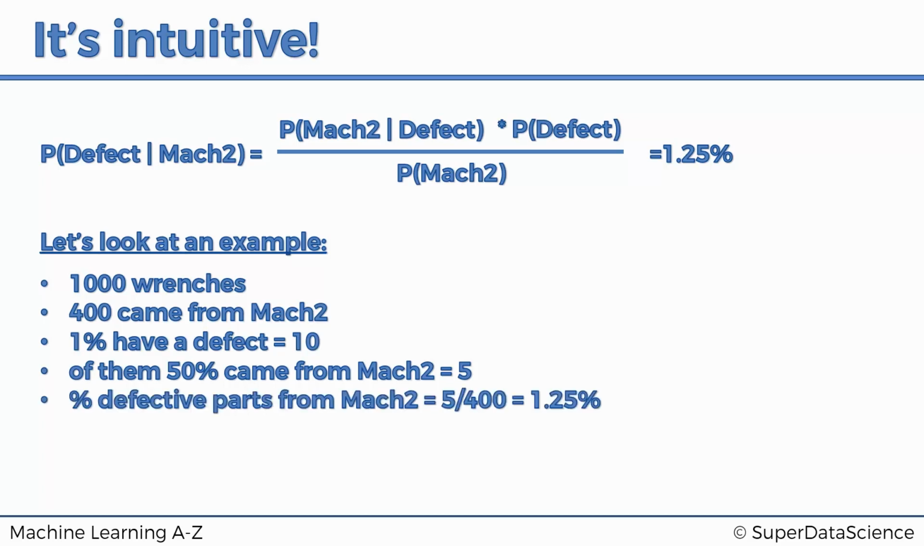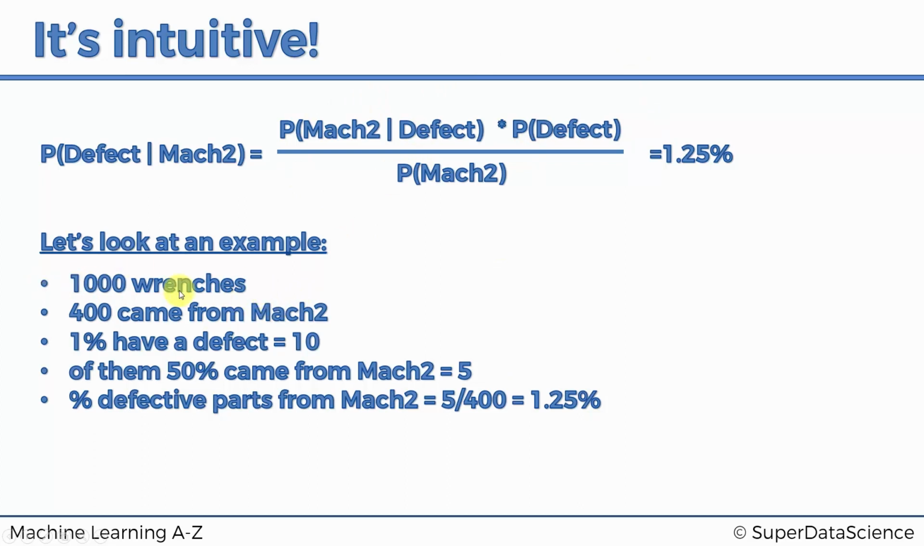All right, so the question is, what is the percent of defective parts from machine 2? Well, it's very easy now, right? Because we know how many defective wrenches came from machine 2: 5. And we know how many wrenches came from machine 2: 400. So all we have to do is divide 5 by 400 and we'll get 1.25%, right? So we get the same answer. Not only do we get the same answer, we actually did exactly the same process. If you think through what we did here, we performed exactly the same process.